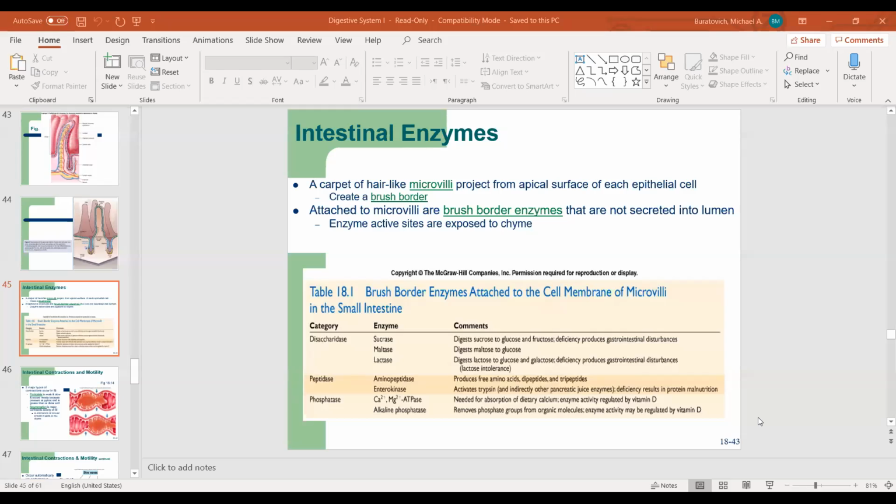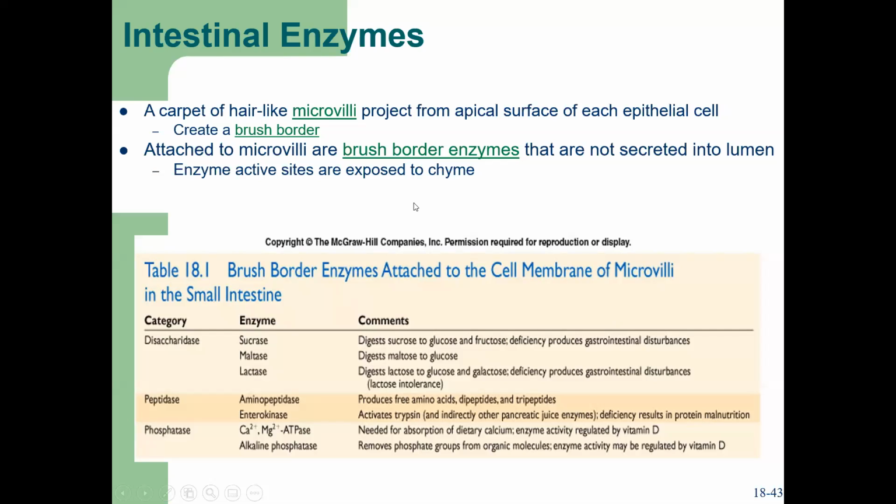So if we look at some of the brush border enzymes, we have things that break down disaccharides: sucrase, maltase, lactase. Sucrase degrades sucrose to fructose and glucose, two monomers. They'll be absorbed. Maltase, which degrades maltose, which is a disaccharide with two glucose molecules hooked together, to glucose, which is absorbed. Then lactase, which breaks down lactose, which is found in milk, to galactose and glucose, which are absorbed.